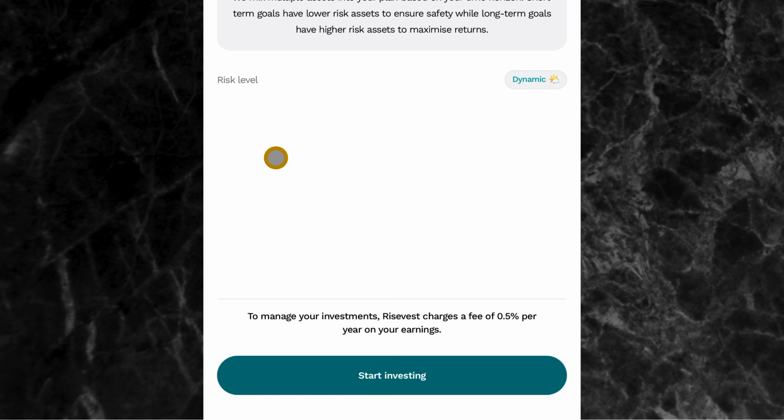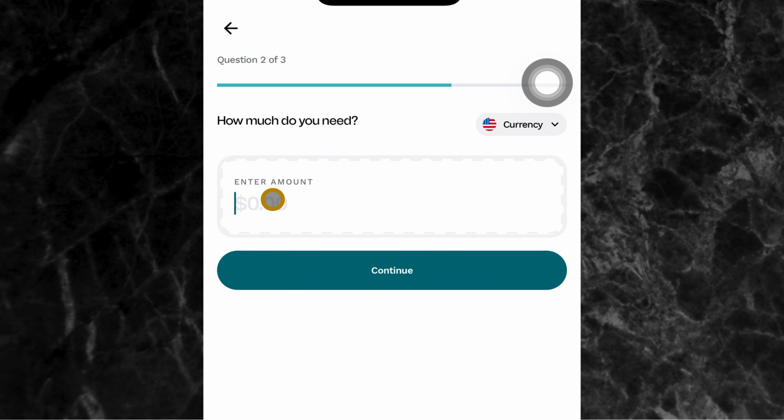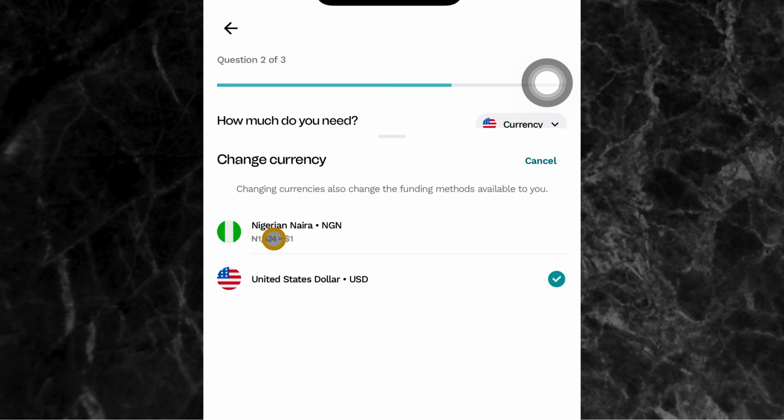I hope you understand. And the risk level is dynamic, so you click on start investing. And right here, you also give a plan name. So let's, for example, for this plan, I want to give it home, just home right there. So just click on continue. And right here, you put in the amount of money you want to use to buy the home. So to do that, you first select the currency. So if you click here, you see different currencies right here. So this is the Naira currency.